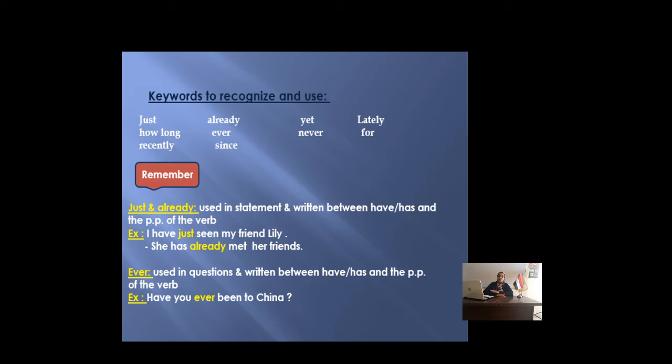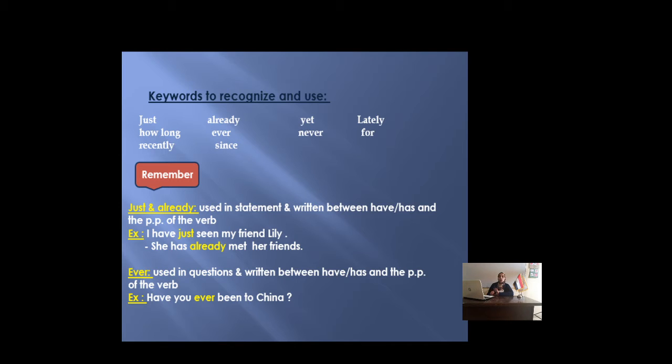Now, first of all, you are going to have a sandwich. What is a sandwich? You are going to put just and already between the two forms of the present perfect tense. For example, if I say I, and you have, and the PP, you are going to say I have just finished my homework. So mom keeps calling and telling you, please finish your homework, please finish your homework. So you have to say, oh mom, I've just finished it, so don't worry.